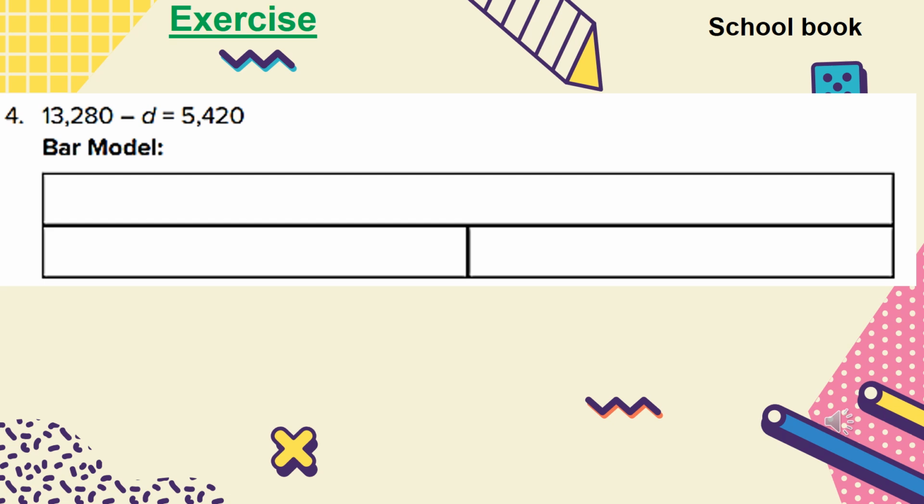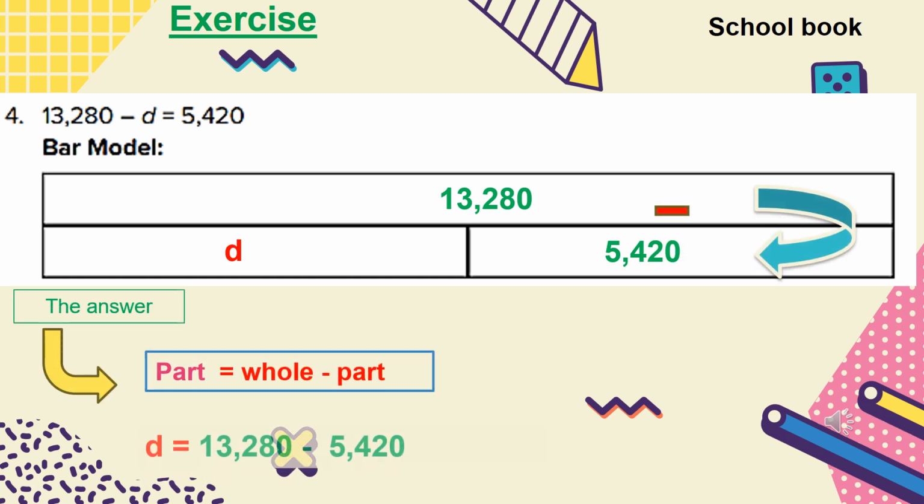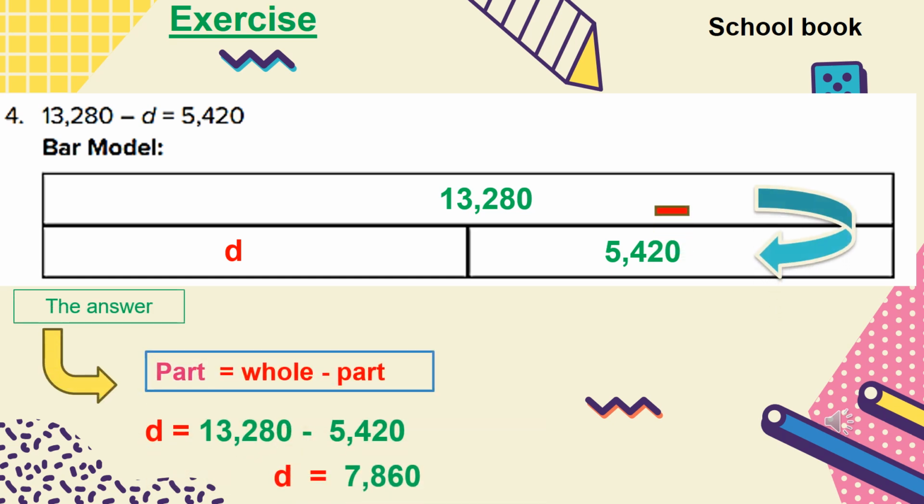Equation number 4, we have here 13,280 minus d equals 5,420. So the whole is in the minus before the sign. D is a part and 5,420 is the second part. So to get a part we will make minus: whole minus part. So the value of d equals 7,860.